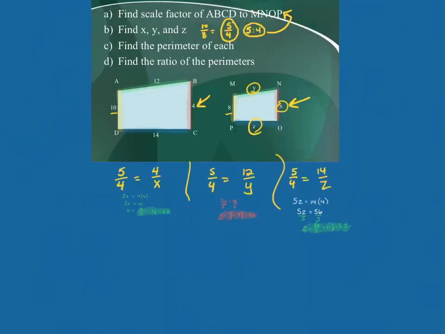And C says find the perimeters. So I'm going to fill these sides in because I know them now, right? X is 3 1/5. Y is 9 3/5. Z is 11 1/5. And we're asked for the perimeter of each. So left side's a little bit easier, right? Let's start there. If I want to find the perimeter of that quadrilateral, what do I do? Add up all sides. So 10 plus 12 plus 4 plus 14. And I get 40.